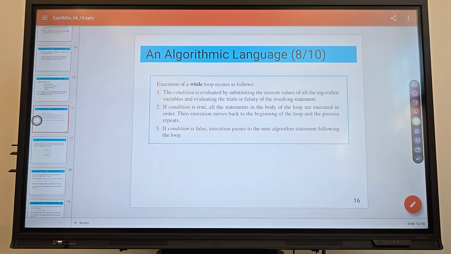This describes the execution. Pretty straightforward.